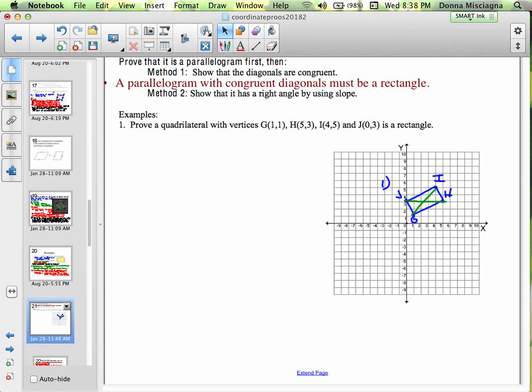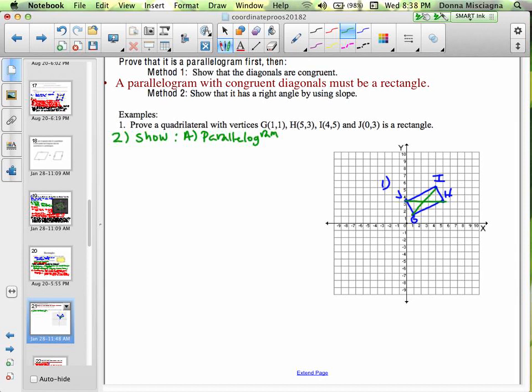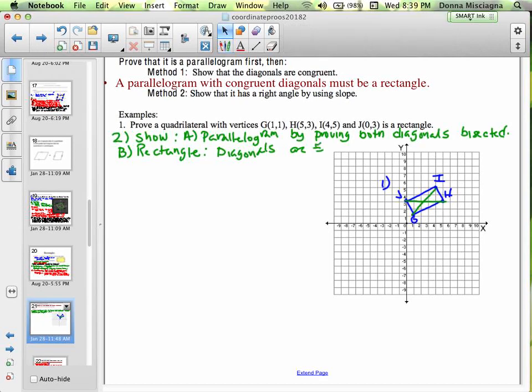Then we go to step 2. Step 2 is what do we want to show? We want to show, we got 2 parts here, A, parallelogram by proving diagonals are bisected. Actually, let me put both diagonals. Although there's only 2 diagonals and plural kind of implies both. But let's put both. Both diagonals bisected. And B, rectangle, diagonals are congruent.